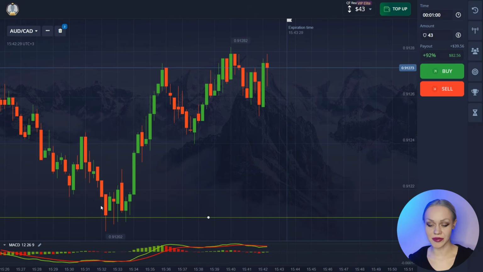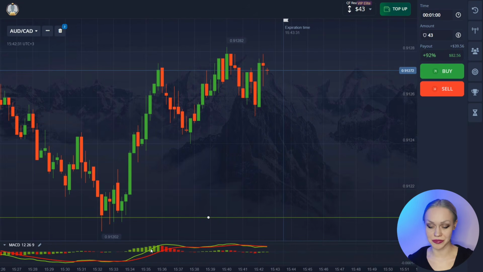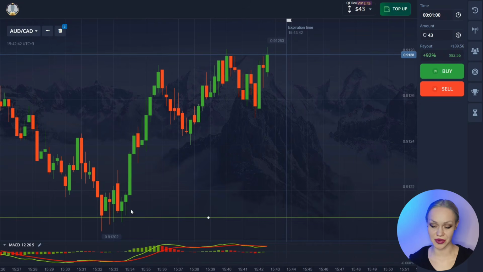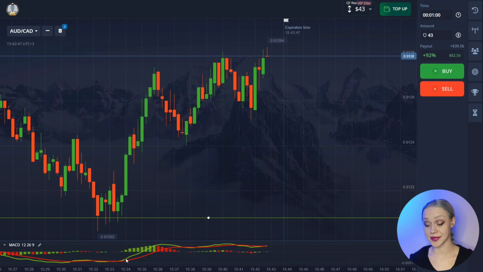And let me start by briefly telling you what we will rely on when choosing entry points. This indicator is located at the bottom of the screen and consists of green and red moving averages, as well as a histogram of green and red columns. When moving averages intersect and a green histogram is formed, the price shows good growth. At such an intersection of the moving averages, we can open a trade for a raise.